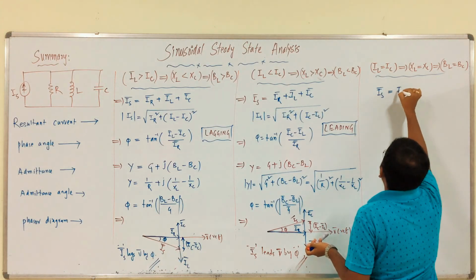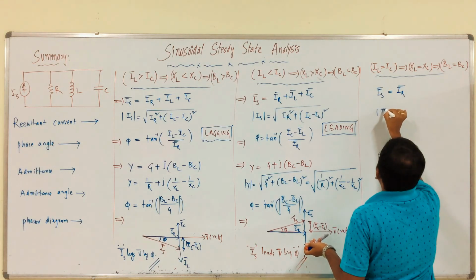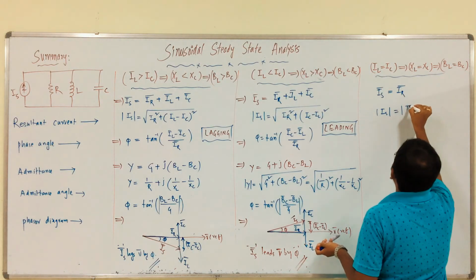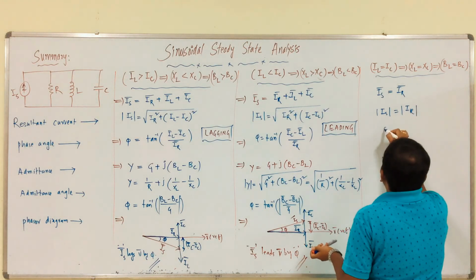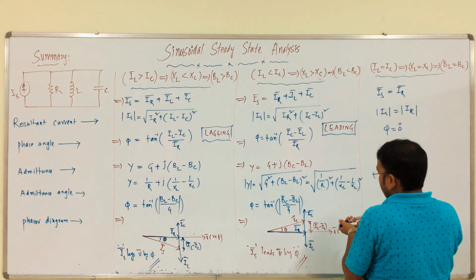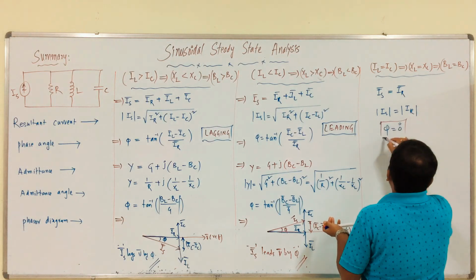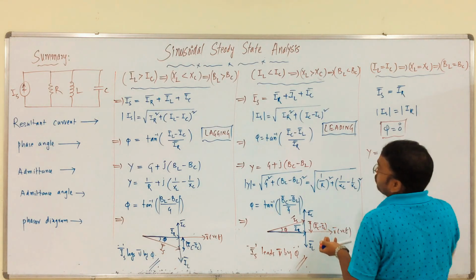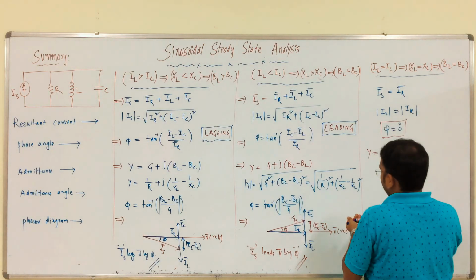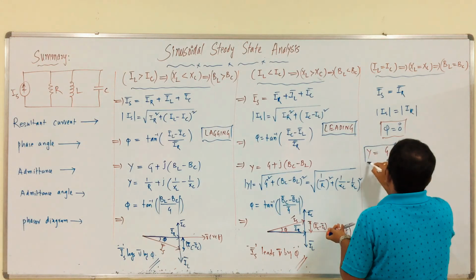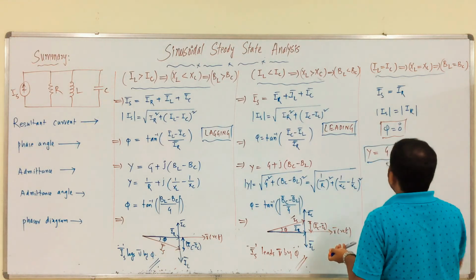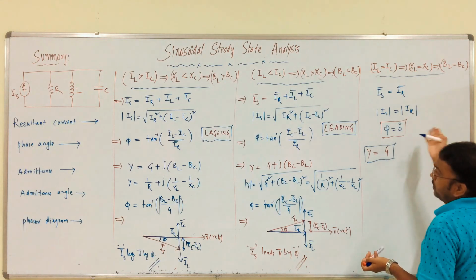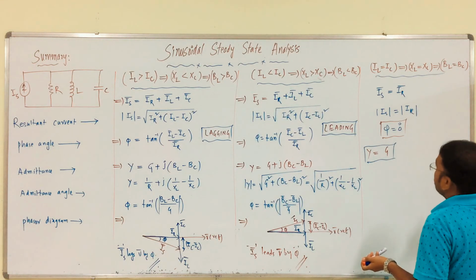Next, the last case is what? IS is equal to IR only. Therefore, the magnitude of IS is equal to the magnitude of IR. That is, phi is equal to 0 degrees. Right? Then Y is equal to what? Only we have G. Okay. From this also, the admittance angle is 0. Admittance angle is also 0.